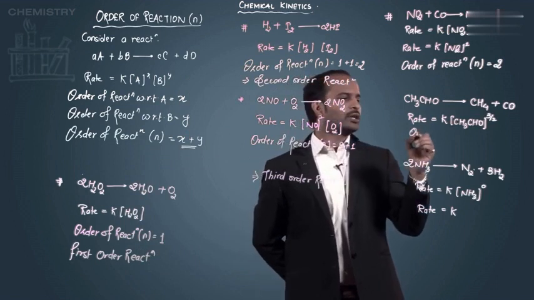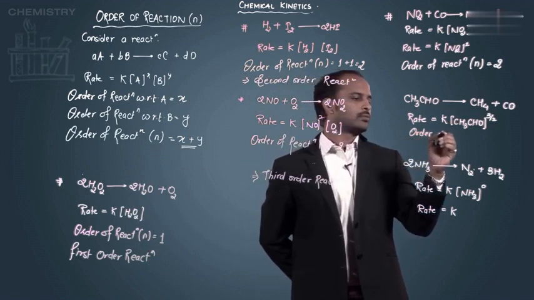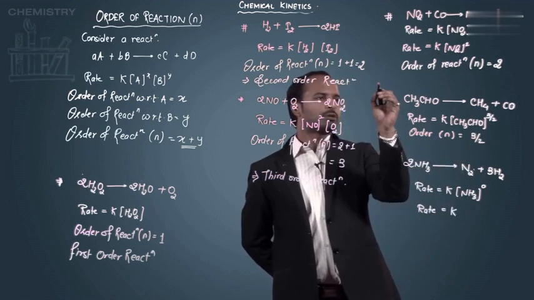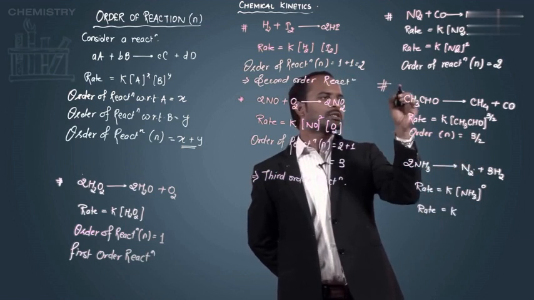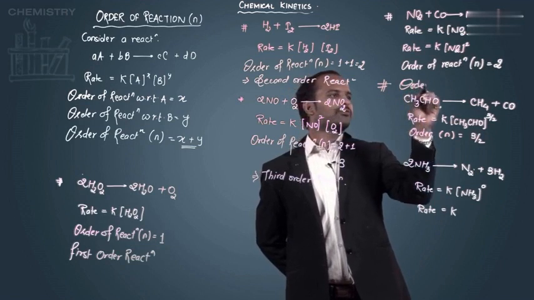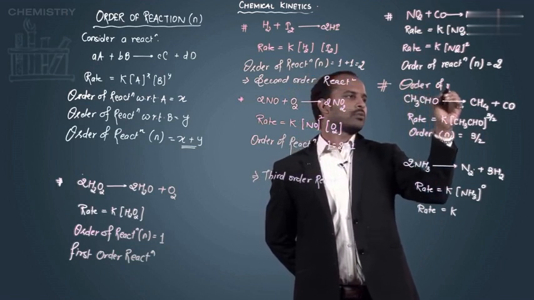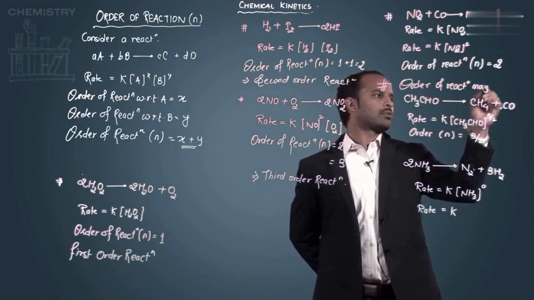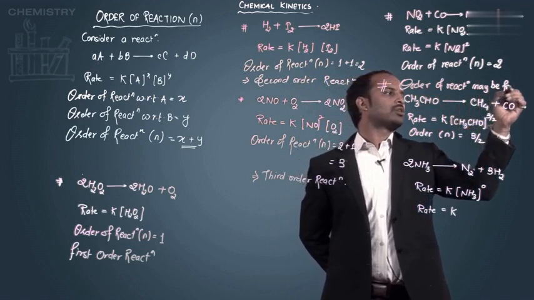Now here the order of reaction is 3 by 2. So a very important point in this case, that is I can say that order of reaction may be fractional. That is, a power may be fractional.